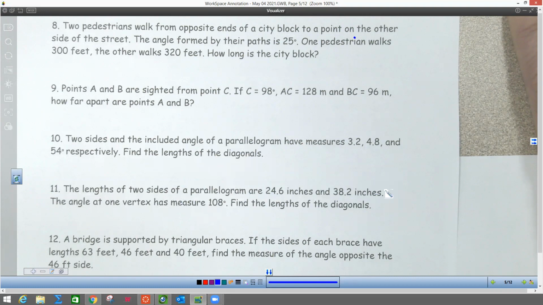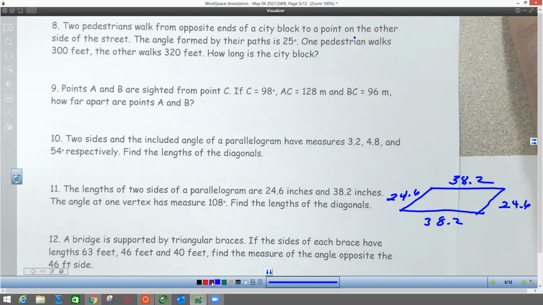So I'm going to draw a parallelogram. Your parallelogram looks something like that. The opposite sides are parallel. It says one side is 24.6 and the other side is 38.2. Now from geometry, you're supposed to know in a parallelogram, opposite sides are what? Equal. So this side down here is also 38.2 and this side over here is also 24.6.